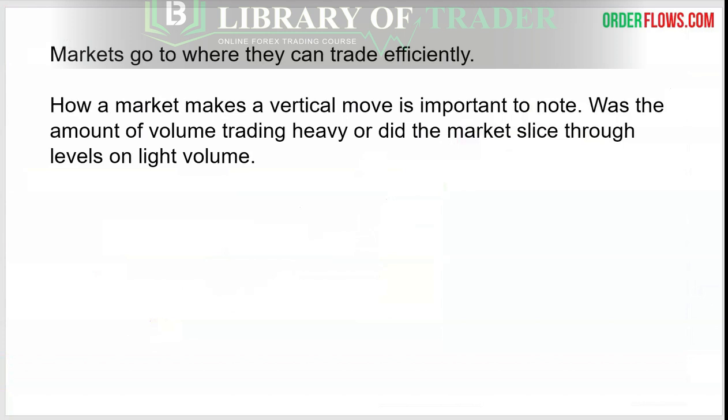So remember, if you ever delved into market profile, you understand that markets go to where they can trade efficiently, right? So they're going to put in that vertical move to find a new value area. That's where they're going to trade efficiently, in the value area. So how a market makes a vertical move is important to note. Was the amount of volume trading heavy, or did the market slice through levels on light volume?